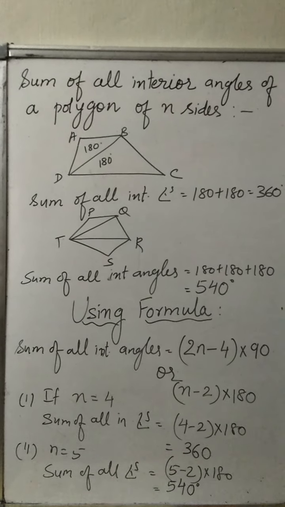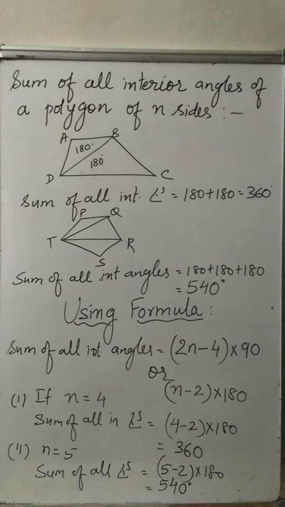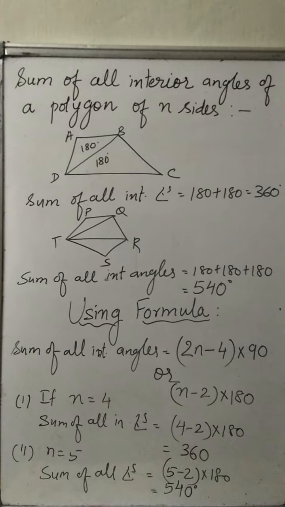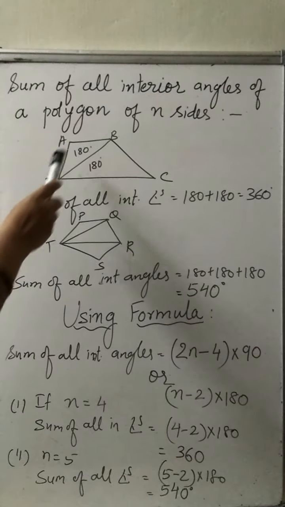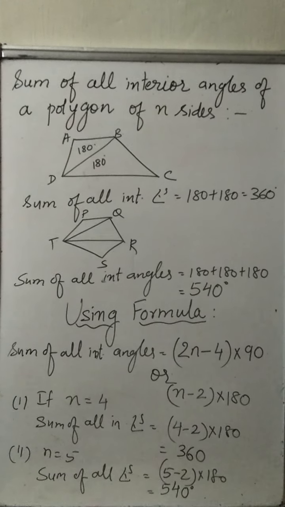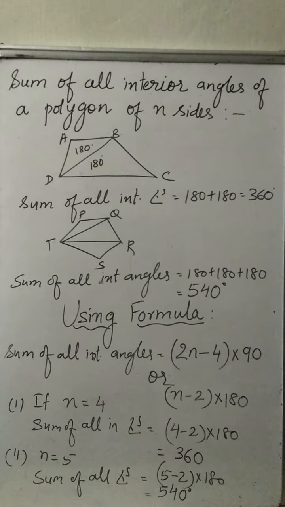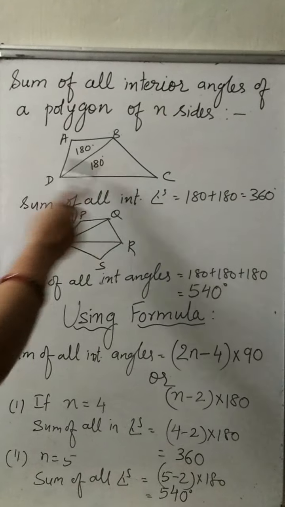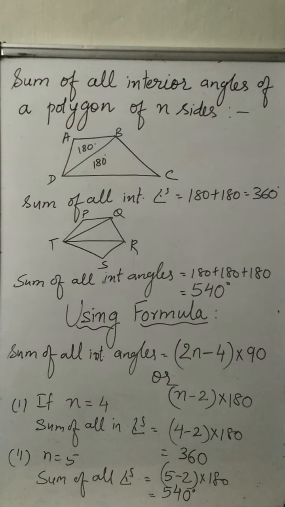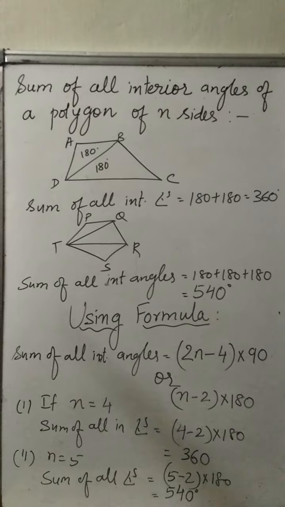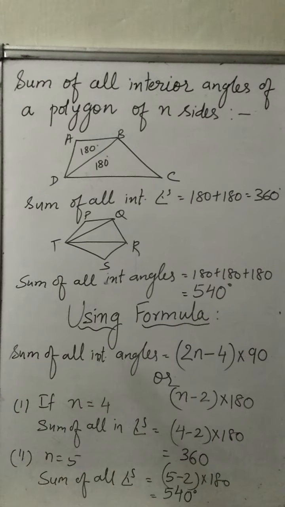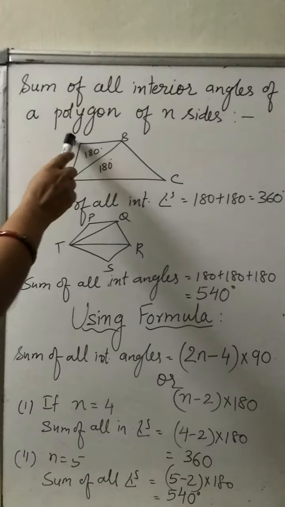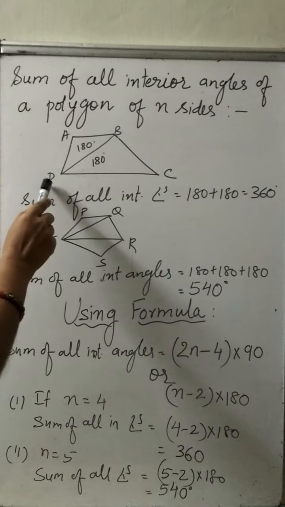Good morning, students. Today we are going to learn to find the sum of all interior angles of a polygon of n sides. Here you can see a polygon ABCD whose number of sides is 4. We have to calculate the sum of all angles of this polygon. For that, a very simple method: you join the diagonal, that is BD, and now you can see there are two triangles on the board, ABD and BCD.